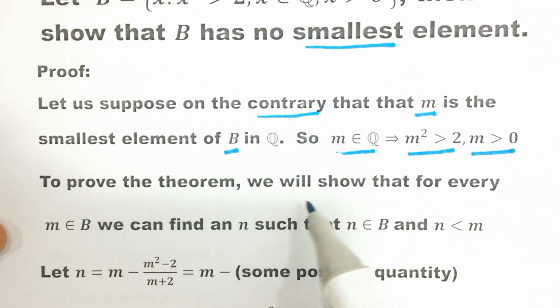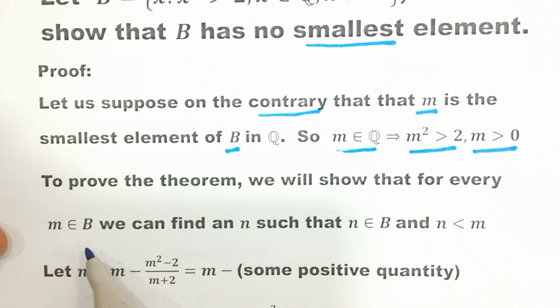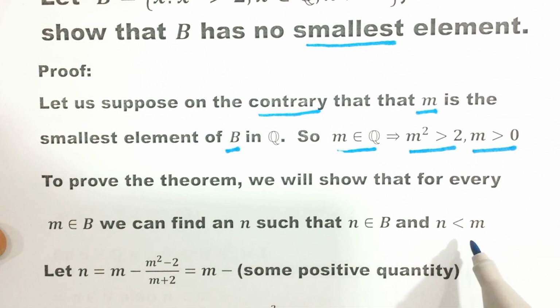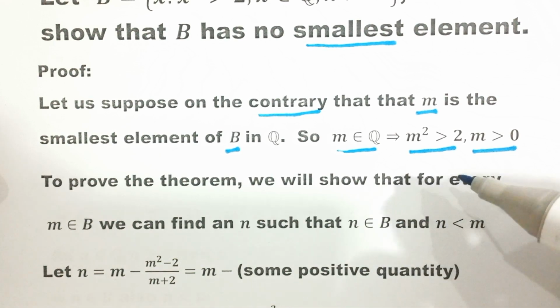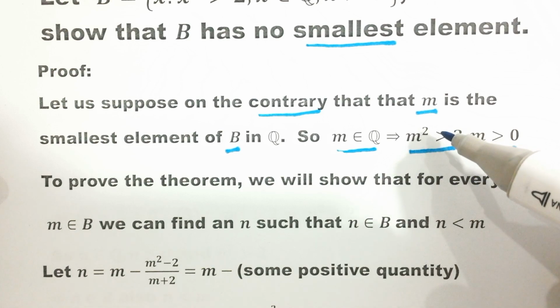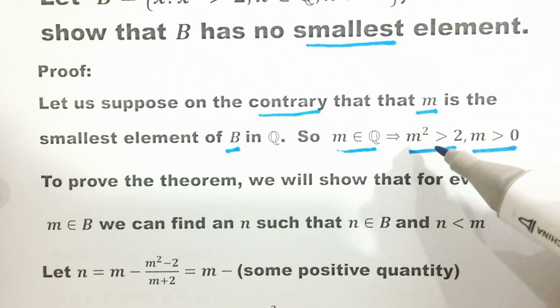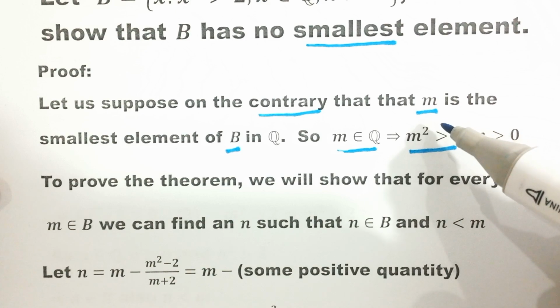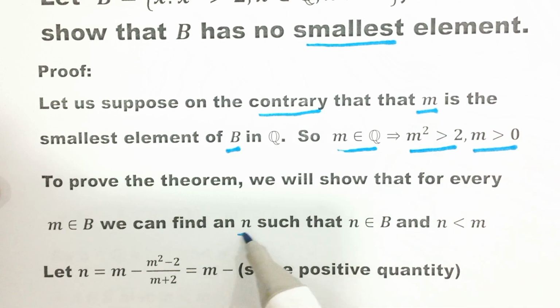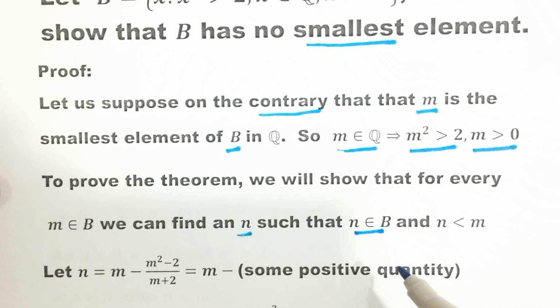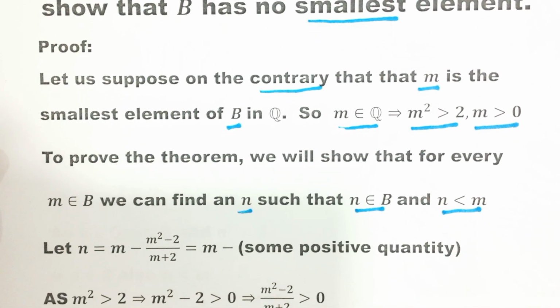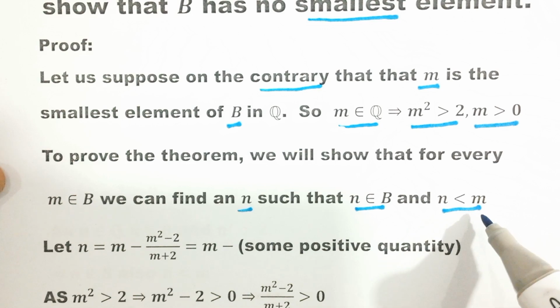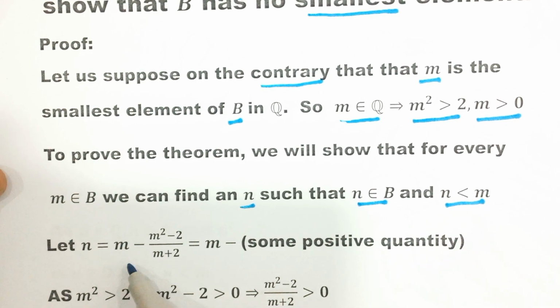To prove the theorem, we will show that for every M belonging to B, we can find an N such that N belongs to B and N is less than M. As above, we have supposed M is the smallest element. To prove that our supposition is wrong, we find another element N that also belongs to B and is less than M. For this, we construct a number N with the help of M such that N is equal to M minus (M square minus 2) over (M plus 2).